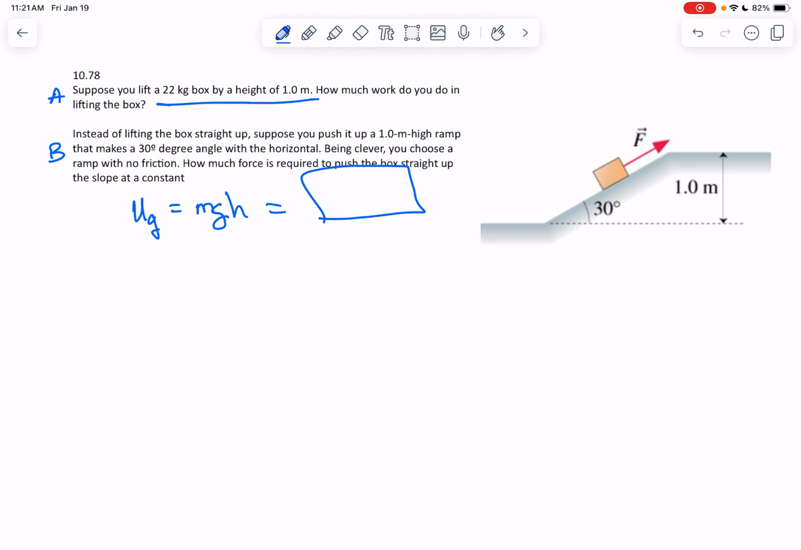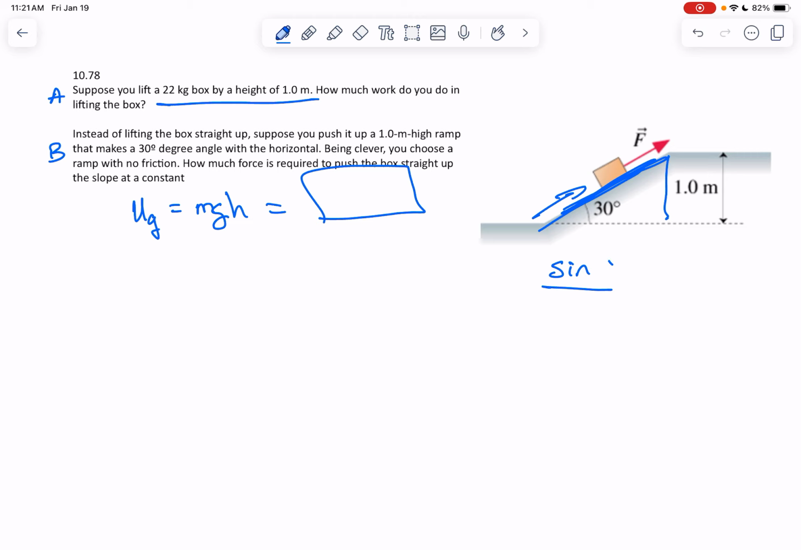Now the next question is how much force do you need to apply on a frictionless surface to get it to the top? What's kind of important is you've got to figure out how long this is. How long is the hypotenuse of this triangle? You'll use SOHCAHTOA. It'll be sine something, all right? And you want to solve, and it's going to be a weird one.